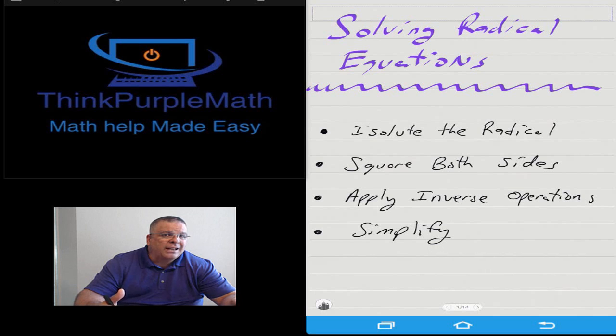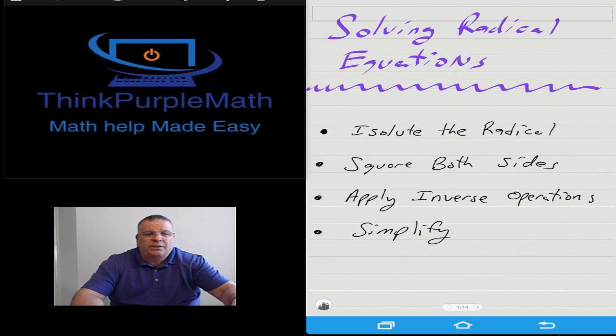The first thing we're going to do is isolate the radical. That means get the square root either on the left or the right side of the equal sign by itself, similar to combining like terms and getting the variables on one side. Then we're going to square both sides. That means we're going to raise each side to the second power or cube power.